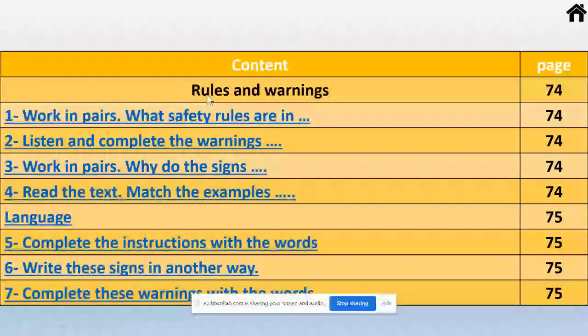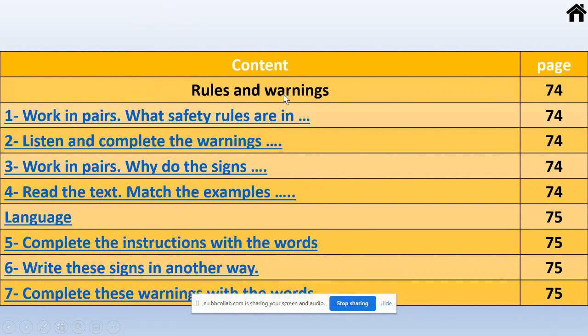Okay, the title is about rules and warnings. Rules, for example, in classroom. When I say you are not allowed to enter the class without a book, this is a rule. You are not allowed to attend late. This is a rule. Okay, a rule is a set of instructions that tell you to do or not to do something.